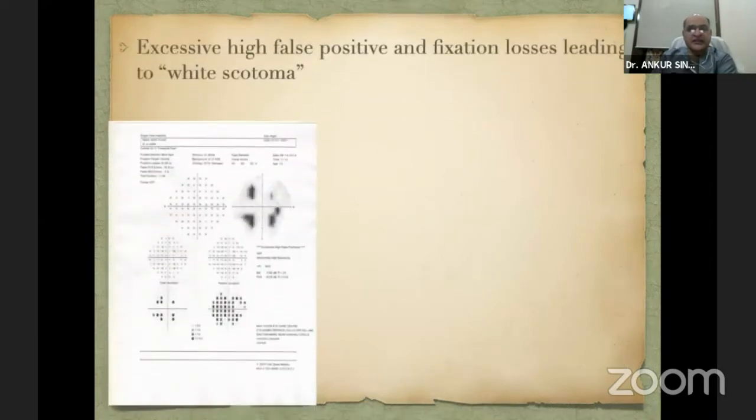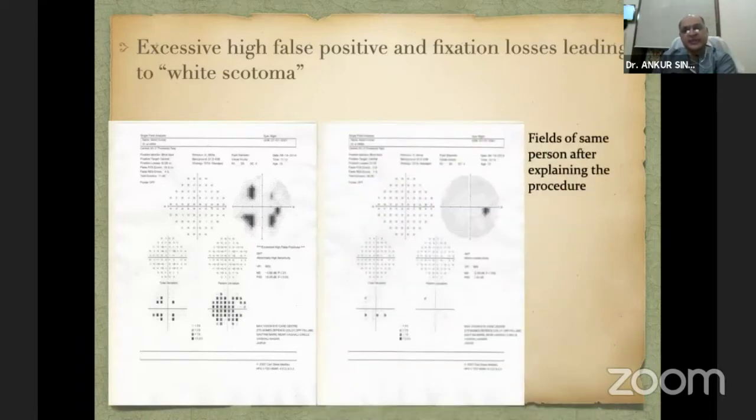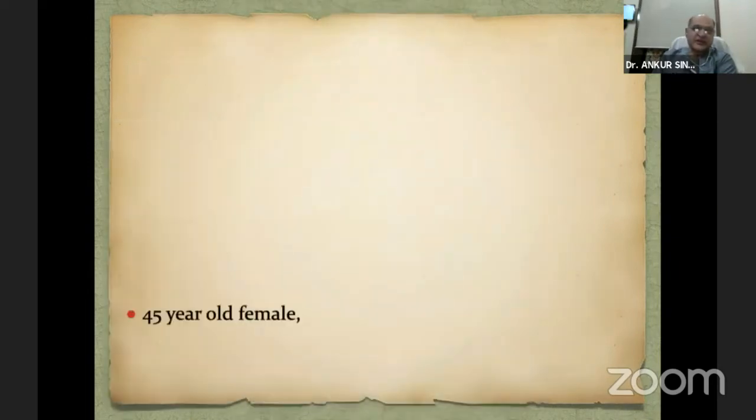Now, this is another case which is showing very high false positives, a white scotoma kind of patient. We have very high false positives in this case because of fixation losses. We explain the procedure to the patient, and the patient does it wonderfully after explanation of this visual field defect.